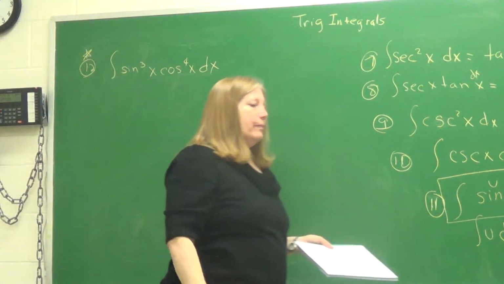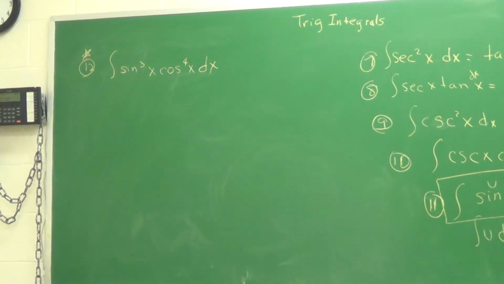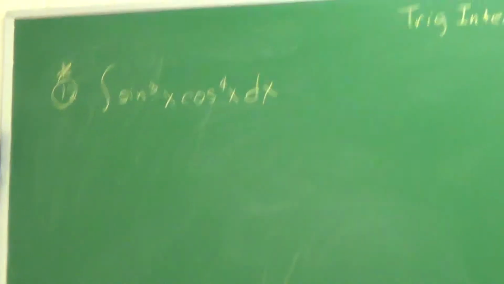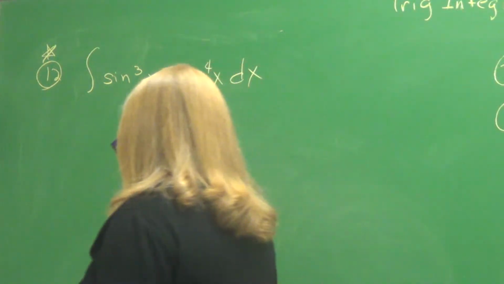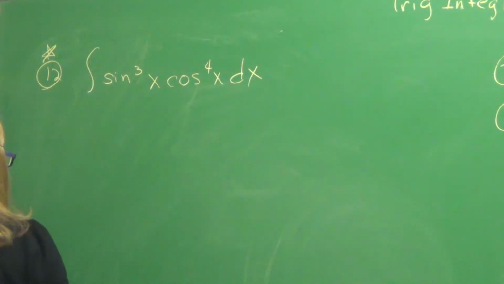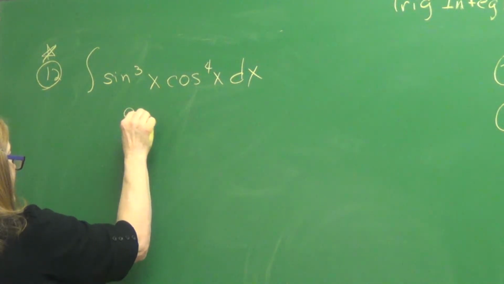Alright, so here's a spot where maybe you would need my help. Sine cubed x cosine to the 4th x dx. I said it would have something to do with number 11. So what I'm going to tell you is the strategy, and then let's see if you can do it. The strategy is you want to save.